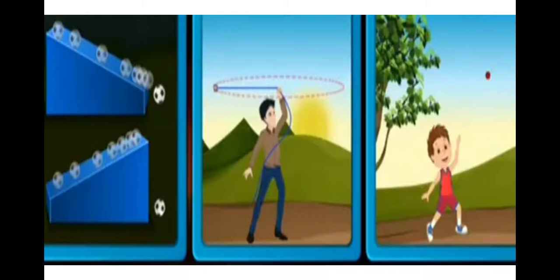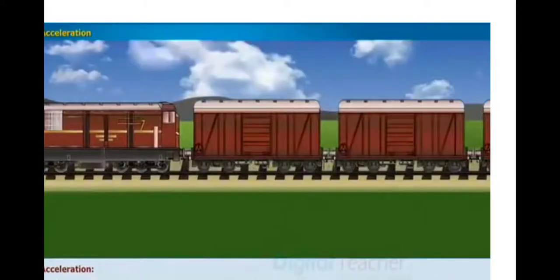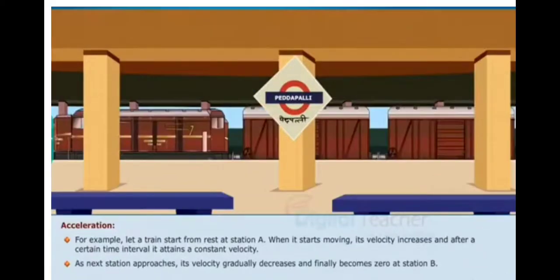We experience acceleration many times in our day-to-day life activities. For example, let a train start from a rest station. When it starts moving, its velocity increases, and after a certain time interval, it attains a constant velocity. As the next station approaches, its velocity gradually decreases and finally becomes zero at station B. This rate of change of velocity of an object is called acceleration.